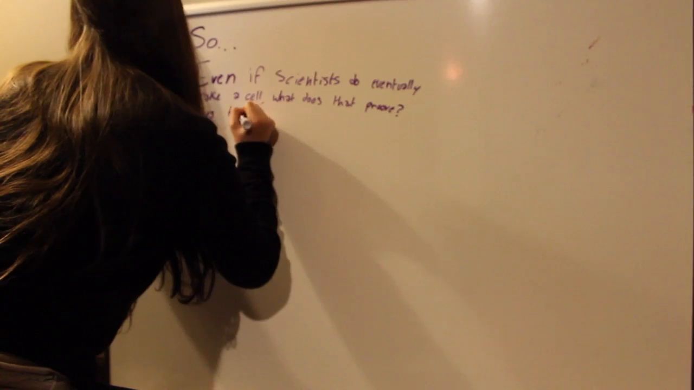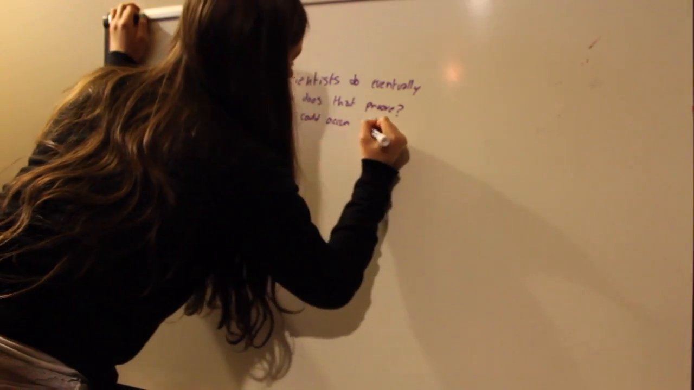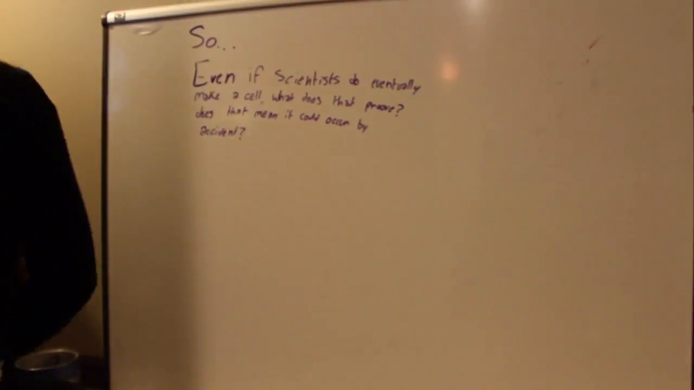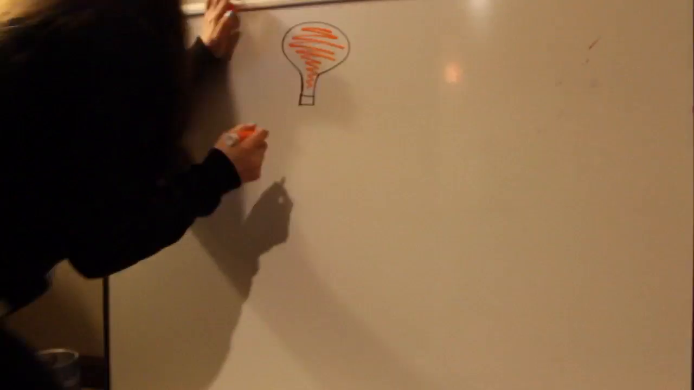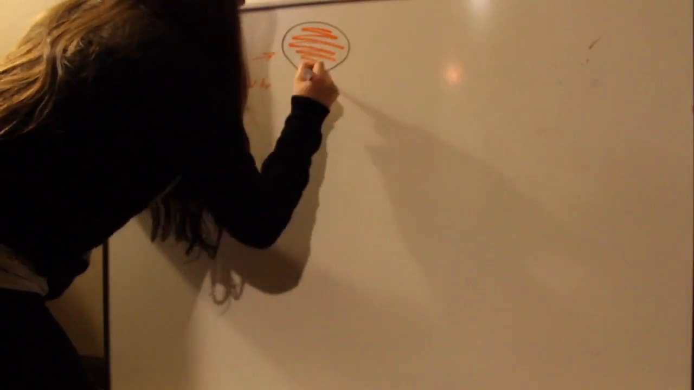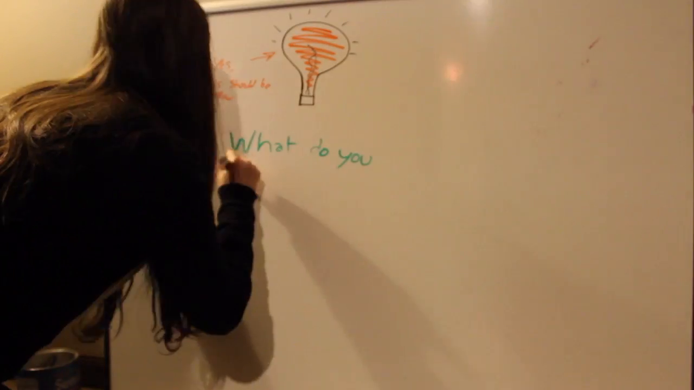So this is illustrating that even if scientists did eventually make a cell, even out of naturally occurring elements, it doesn't prove that that could have happened by accident. It actually proves quite the opposite, just as the scientist with the robot would have proved.